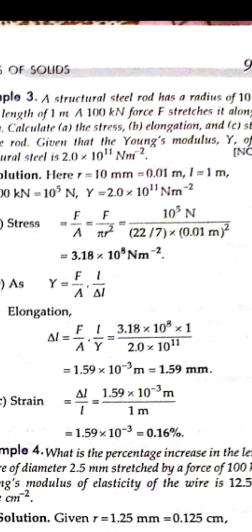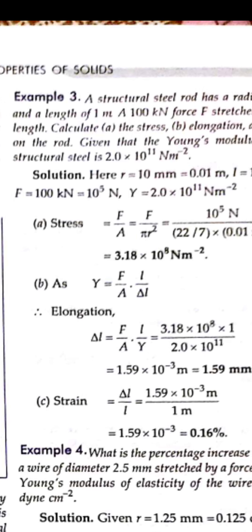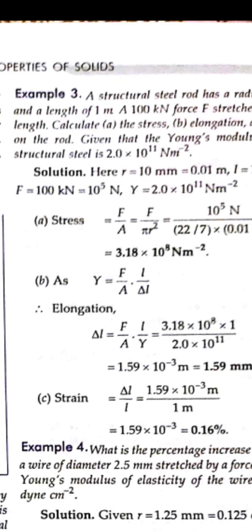Strain, that is del L upon L. Del L upon L is given as 1.59 into 10 to the power minus 3, because in the second part we have already taken out the value for del L. And strain will be del L upon L. So del L we have, and L is the original length that is already given, that is a length of 1 meter, when 100 kilonewton force is applied. So we will be taking it as 1. So from there we find out the value of the strain.